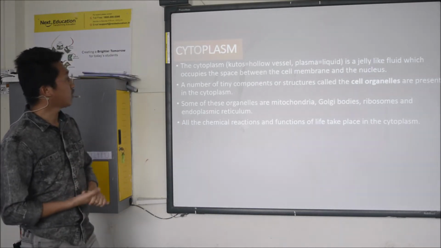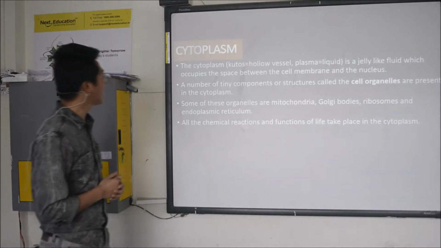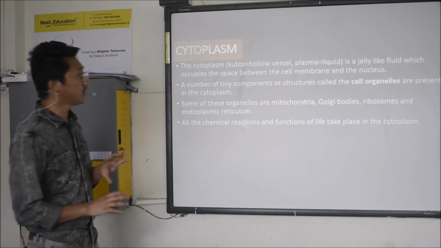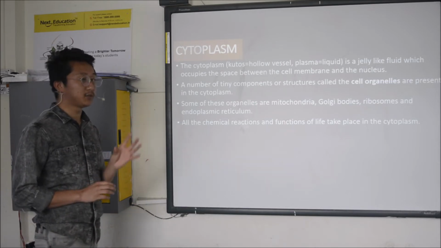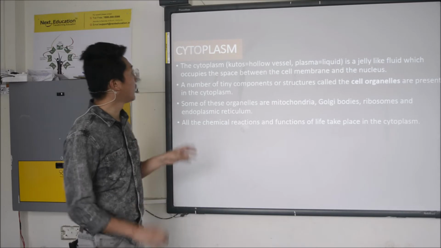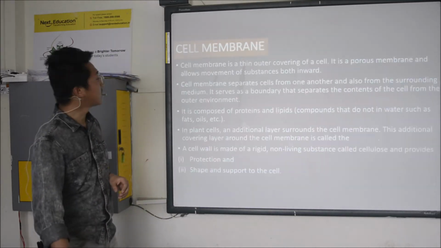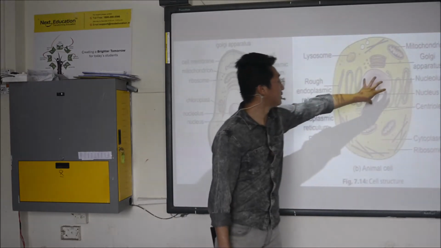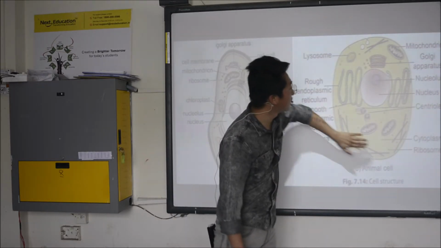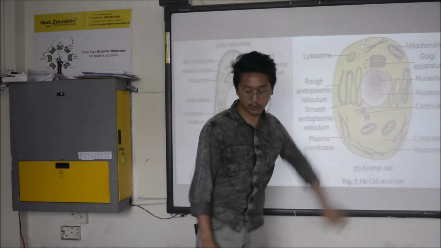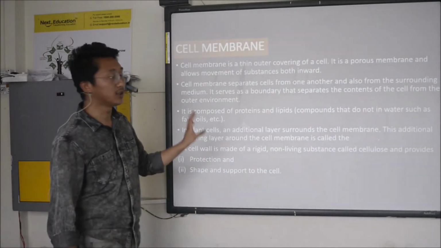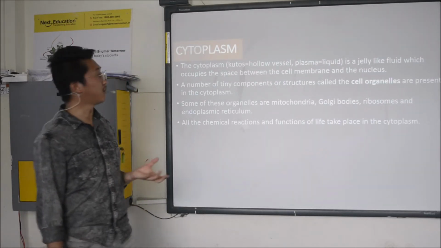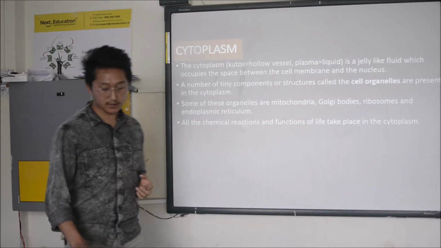So cytoplasm is a jelly-like fluid which occupies the space between the cell membrane and the nucleus. You can see in the picture the region between the cell membrane and the nucleus; we call it cytoplasm. All the cell organelles, all the parts of the cell which help in the functioning of that cell, are present in this cytoplasm.